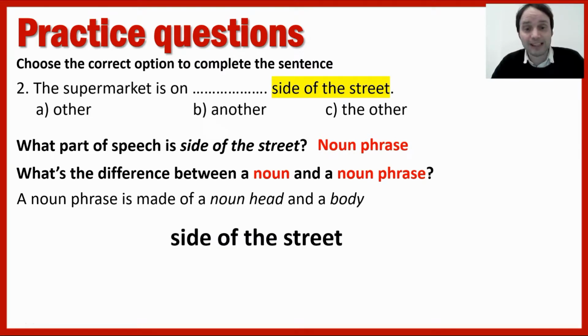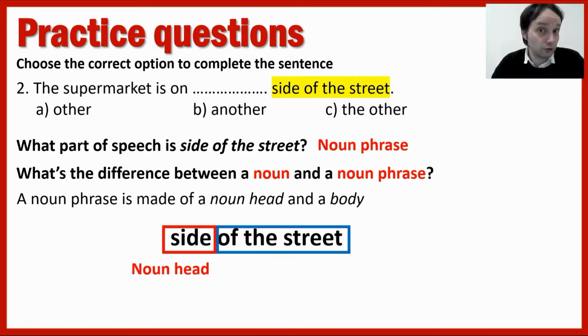Okay, so in our example, side is the noun head and of the street is the body. So we've got the head and the body. But you don't really need to worry about that. I like this kind of grammar. The most important thing for you to remember is that it's 4 words, but it's one unit of meaning, and it's doing the job of a noun.